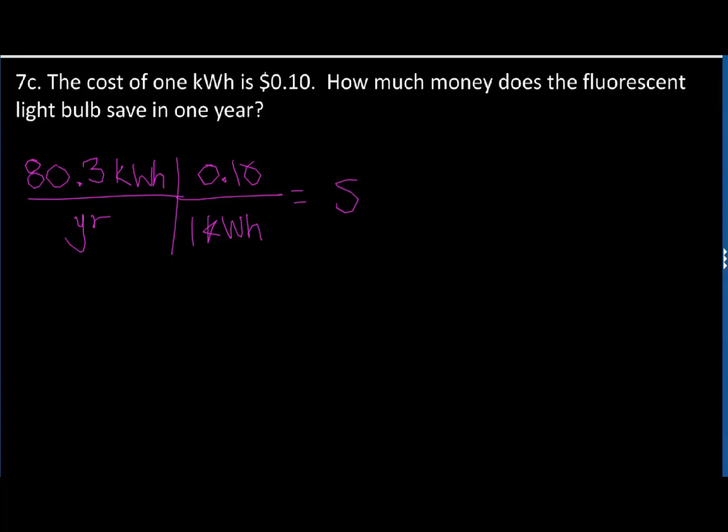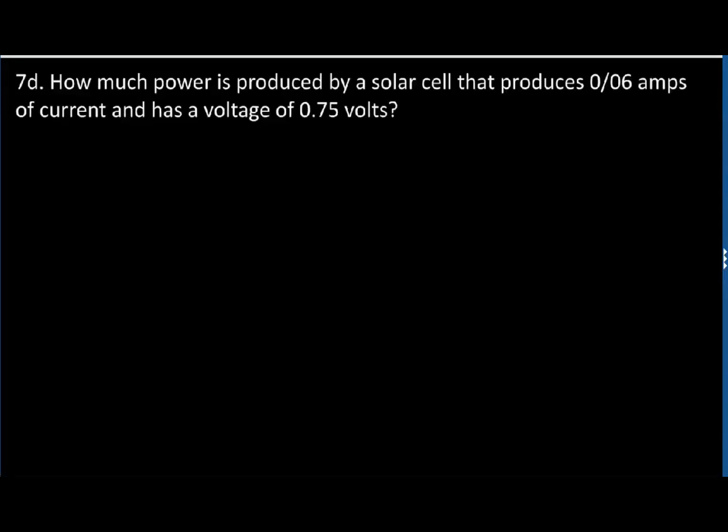And we're going to get $8.03 a year, which is nothing to sneeze about. If you have 50 light bulbs in your house and you convert, that would be 50 times 8, which is pretty significant savings. Now we have part D.